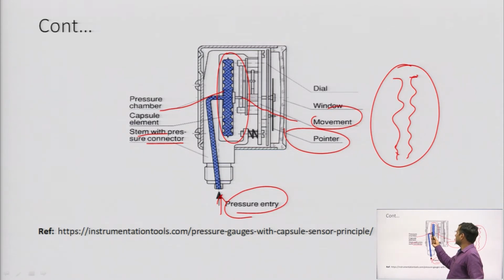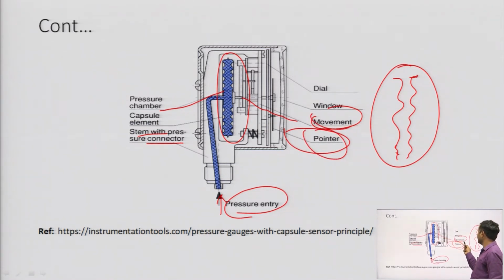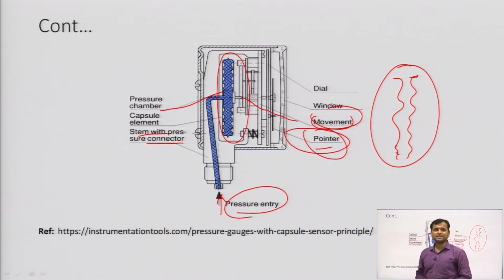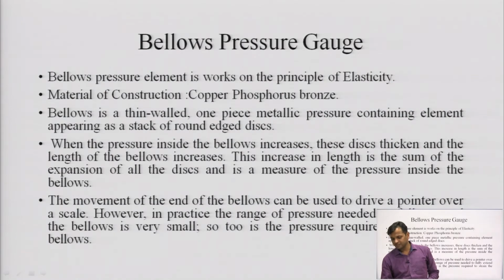and the output displacement, or the output movement, can be measured with the help of the connected pointer. So that is the basic arrangement of the capsule pressure transducer. Like the capsule, there are other devices that can be used for pressure measurement.